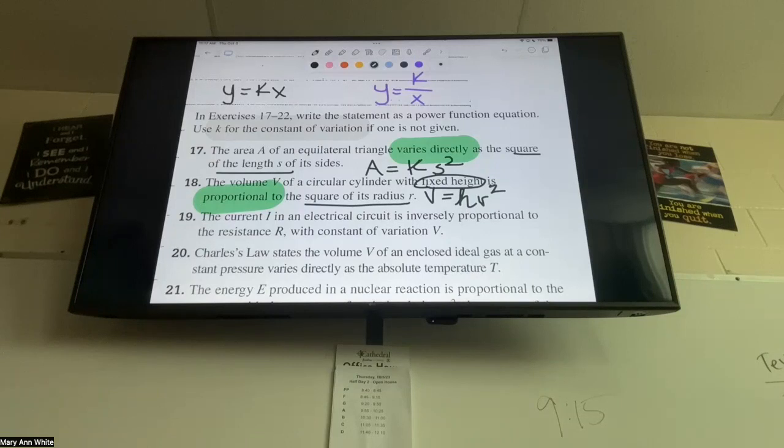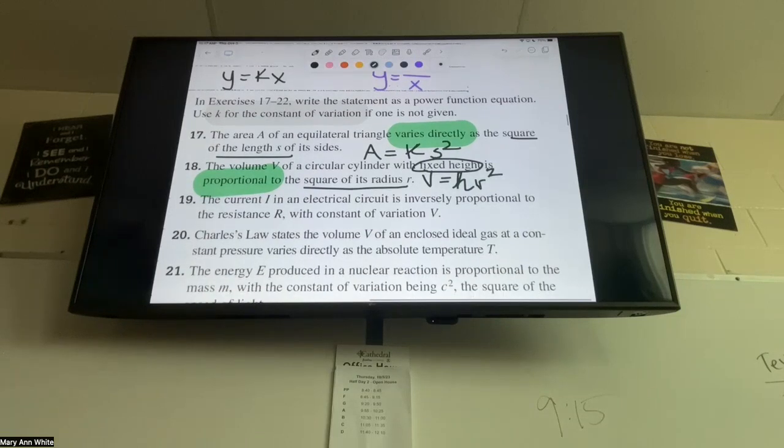Okay, you guys hanging in there? Are you doing okay with this? Okay. The next one says the current I in an electrical circuit is inversely proportional. Oh, okay, now we got to switch ideas. Inversely proportional, we're going to use the inverse one, to the resistance R with a constant of variation V. Okay, so this time I'm going to write I equals, my constant goes on top, so my V goes on top, and then my variable is my resistance, my R, it goes on bottom.